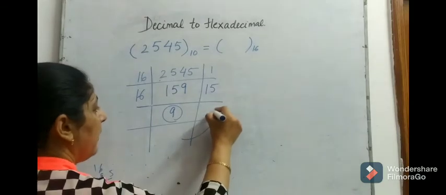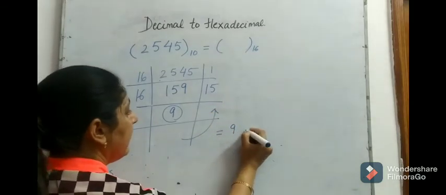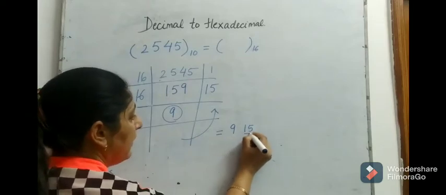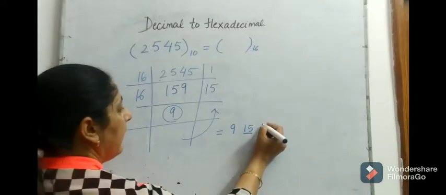Now let's see how we are going to write. As I told you, we are going to write 9 and then we have 15. Always underline this two-digit number which is coming as a remainder. And then write 1.